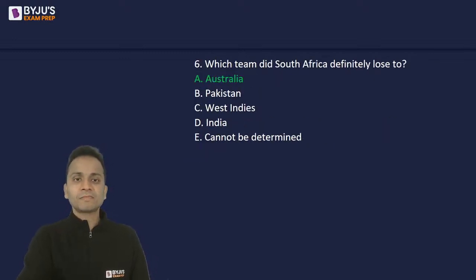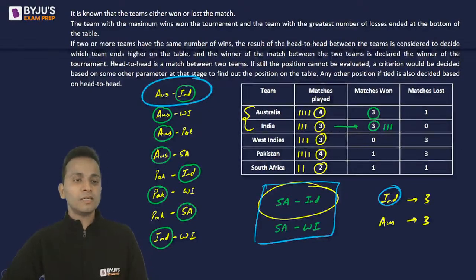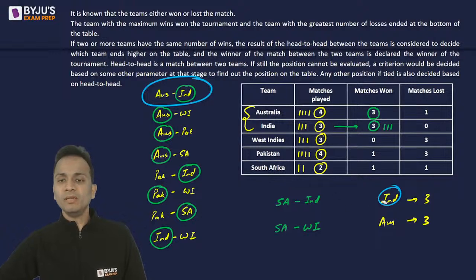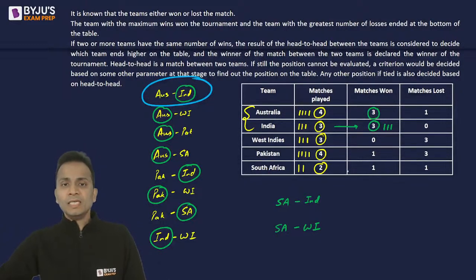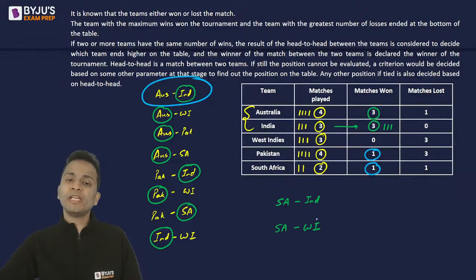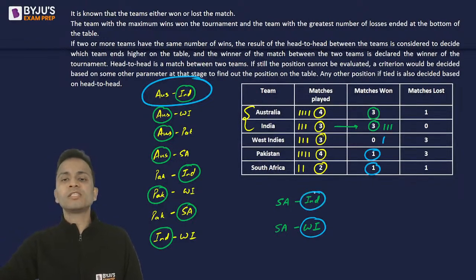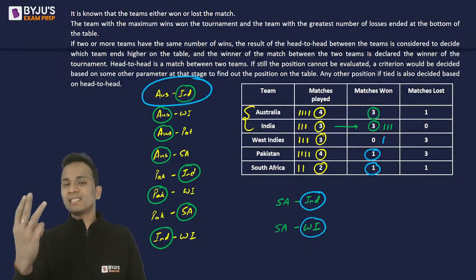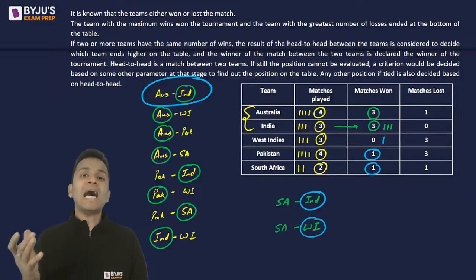Okay, let's check. Now, which team was at the bottom of the table? That means they're asking about finally which team will be at the bottom of the table. Okay. Now, it cannot be India, it cannot be Australia, right? It can be either West Indies or Pakistan or South Africa. Okay. Now, let's check. Up till now, Pakistan has won one match, South Africa has won one match. Now, if West Indies will also win a match, then West Indies will also have one win. Okay. And if South Africa will lose this match, so I can say that West Indies, Pakistan, and South Africa, all three of them may be at the bottom of the table.